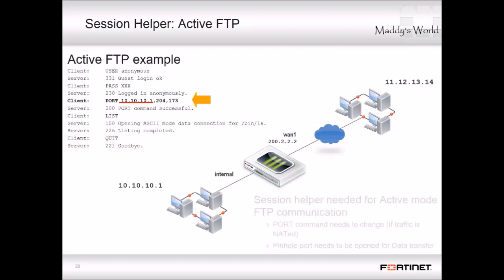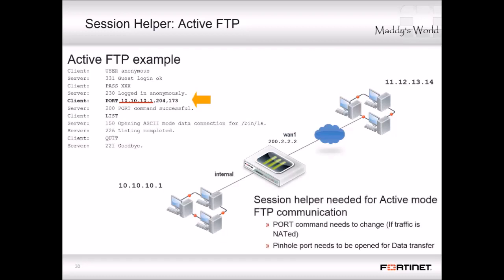After that, the communications comes from the server on the port specified by the last two numbers. If there is NAT on the policy, then changing the port command sent by the client is absolutely necessary in order for active FTP to work. Also, since there is NAT, being able to open the pinhole port for the data response to get back to the client is necessary.